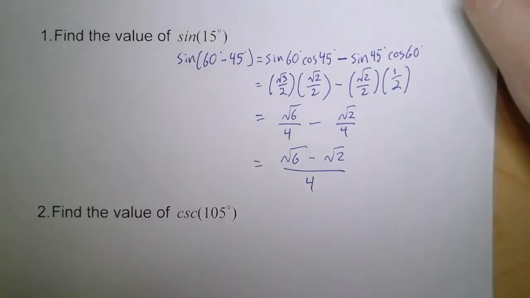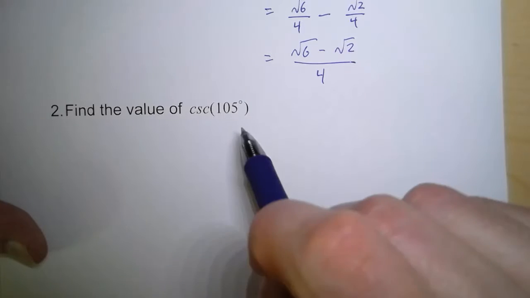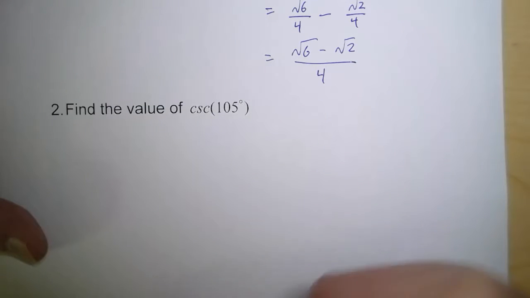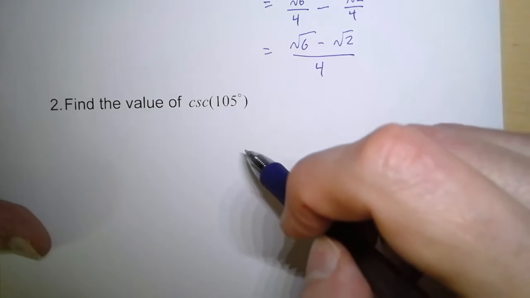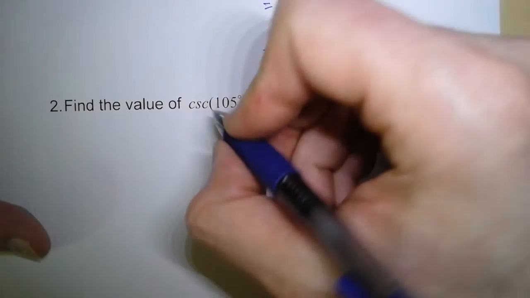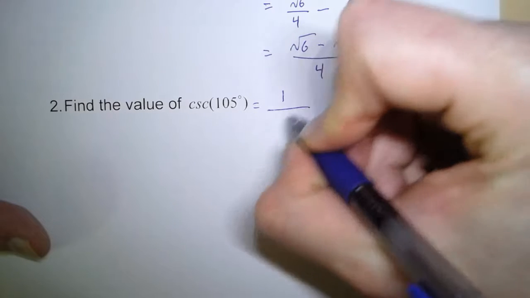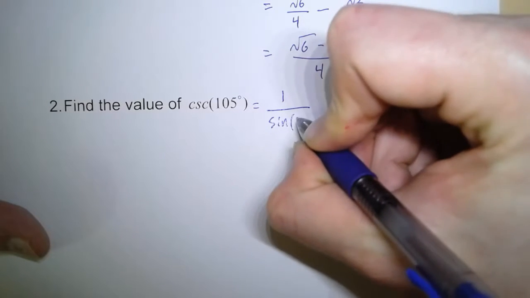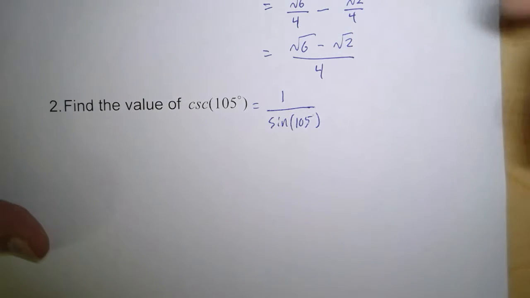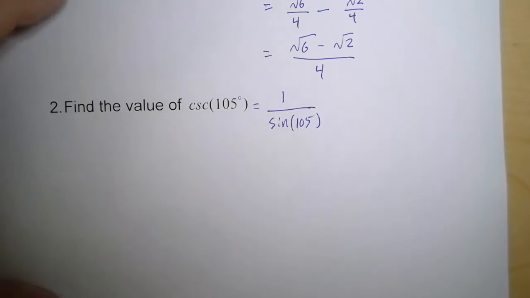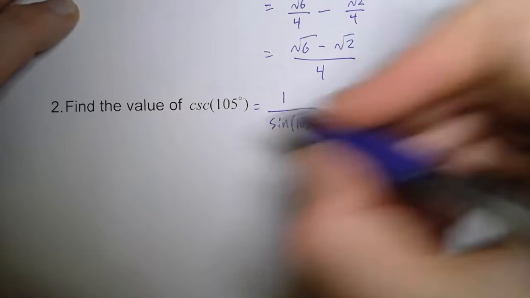Now with the second one, we want to find cosecant of 105. We don't have a sum difference identity for cosecant, but what we recognize is that cosecant is just 1 over sine of 105 degrees. So if we can find sine of 105, then we just take the reciprocal. So what is sine of 105?